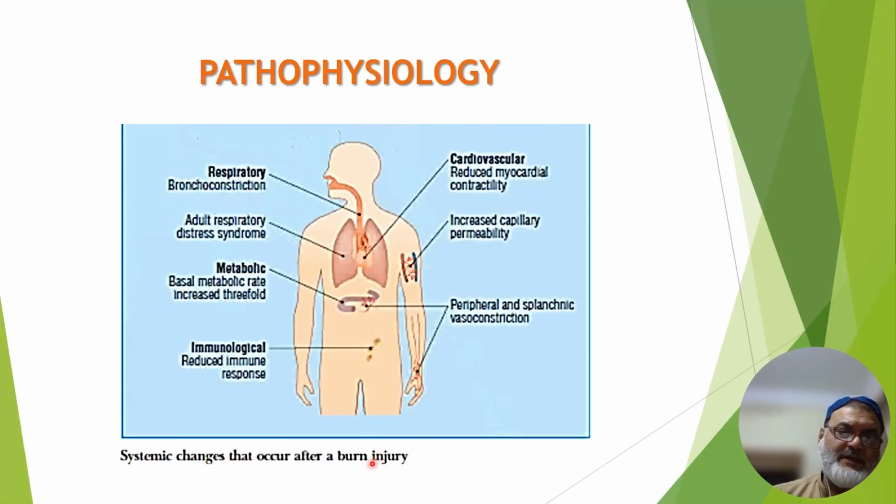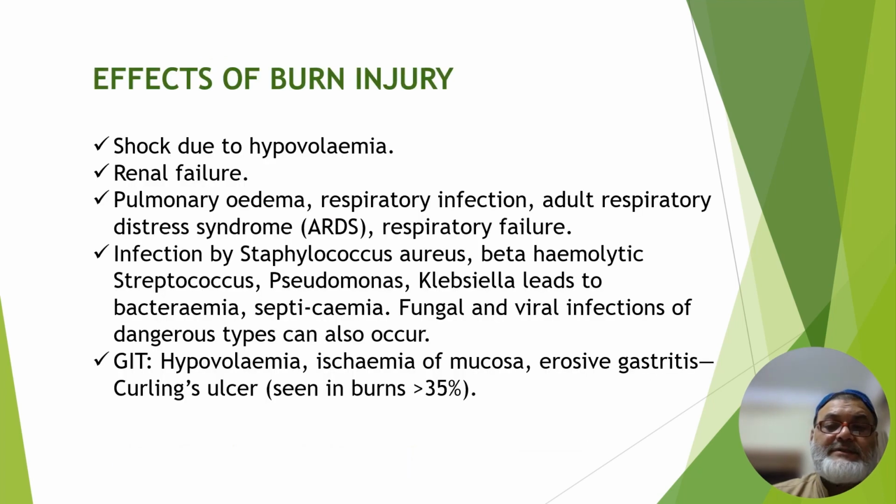So this picture again shows the systemic changes that occur after the burn injury. Again, on what systems are involved: respiratory system, cardiovascular system, metabolic changes, peripheral and splanchnic system, immunological system, as well as kidneys, as we have discussed. So again, the effects of burn injury.